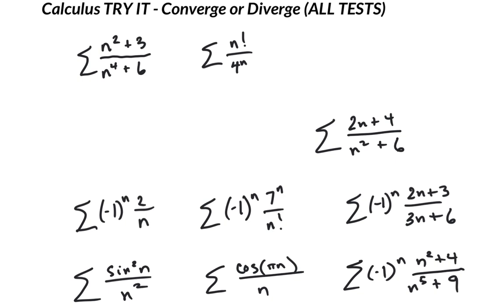All right, let's go to the top one. I would use for this one a limit comparison test. And I would say, well, the most powerful thing on the top, most powerful thing on the bottom, reduce: n squared over n to the 4th would reduce to 1 over n squared. This is a convergent p-series, so this thing converges.